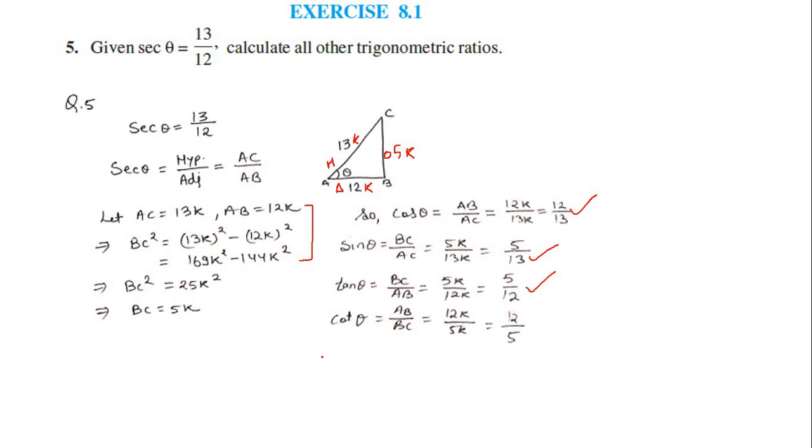Next, I think I have missed one here. So cosec theta, if I write it, what would be cosec theta? Cosec theta is the reciprocal of sin theta, as you can observe. So here we have hypotenuse by opposite. Opposite is BC here. So AC we have 13k and BC we have 5k, right? So when you solve it, you will get cosec theta as 13 by 5.